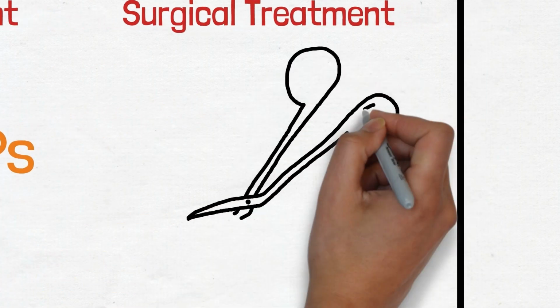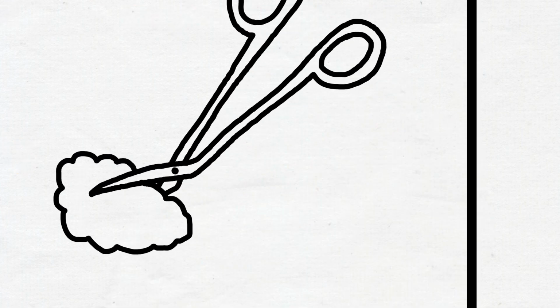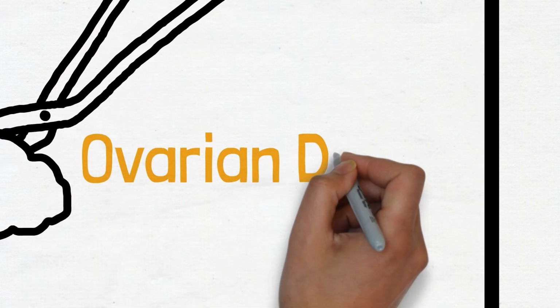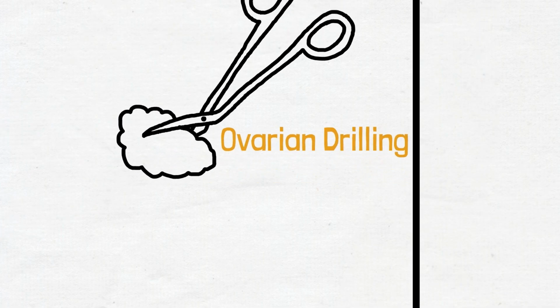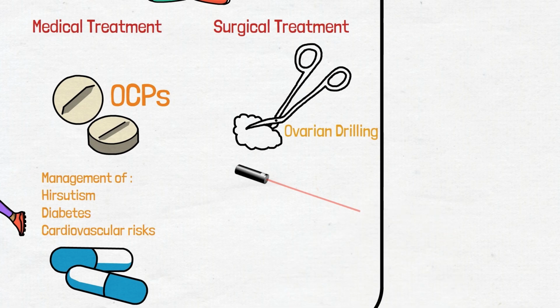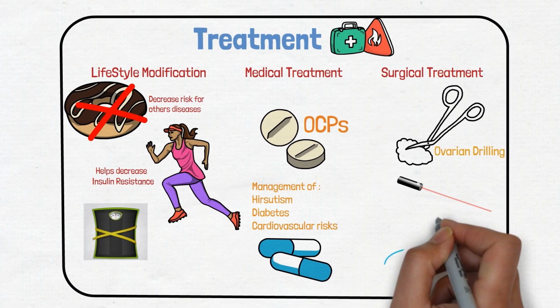Surgical correction involves ovarian drilling, a laparoscopic procedure to destroy some of the ovarian stroma that may prompt ovulatory cycles. Other surgical treatments include laser or electrolysis.